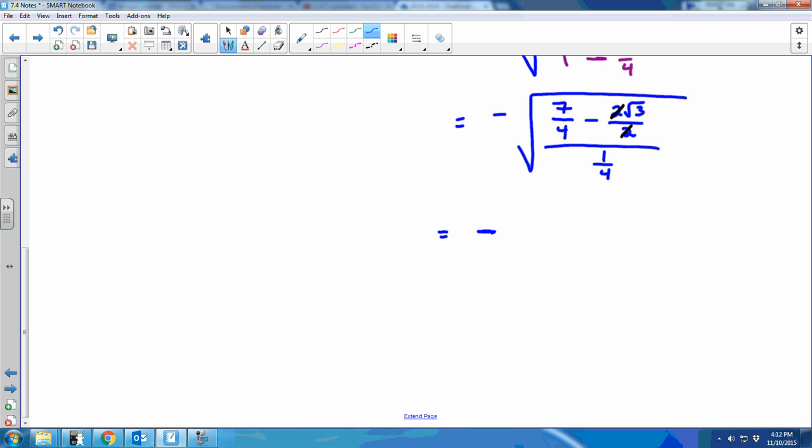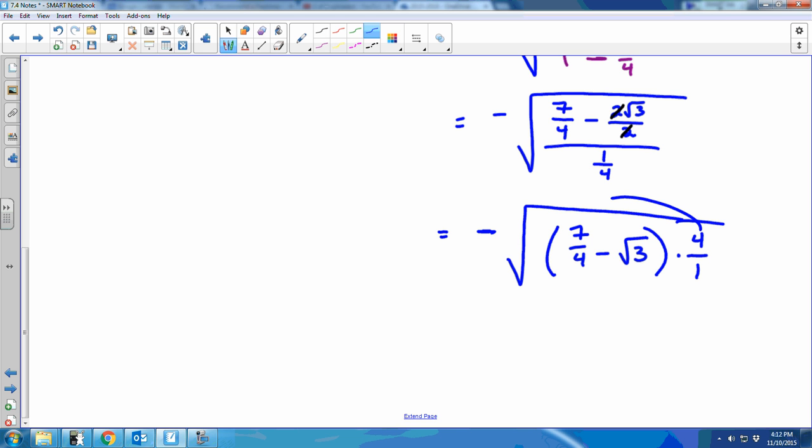And so now I'm going to multiply by the reciprocal in order to finish this out. I have 7/4 minus the square root of 3. That's times 4 over 1. So I need to distribute. 7/4 times 4 is 7. The 4's cancel out. And then you have 4 times the square root of 3, so that's 4 square roots of 3. That's the answer. I know, it's messy. I apologize.